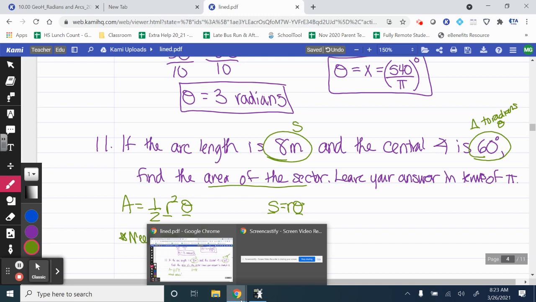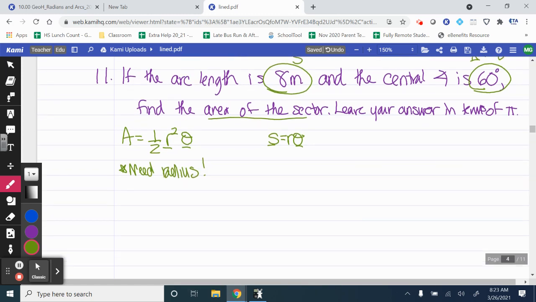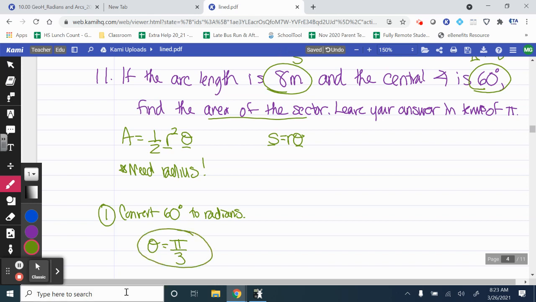All right, so before we can do anything though, we need to convert 60 degrees to radians. So first thing, convert 60 degrees to radians. Pause your video now, convert that to radians. All right, so you should have had 60 over 180 should have reduced to pi over 3. So your theta is now equal to pi over 3 radians, and that's what we should be using now for theta. And we're looking for the radius.